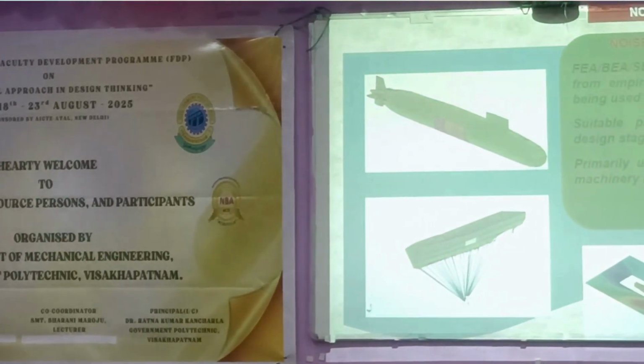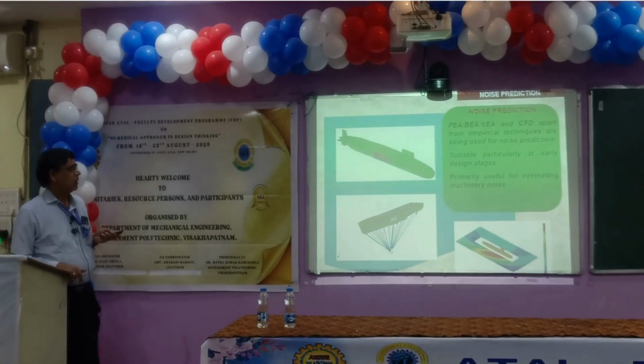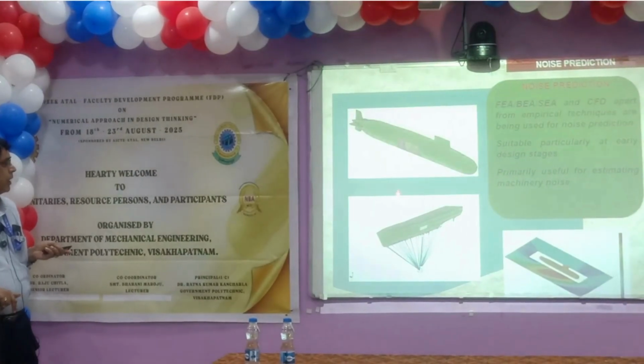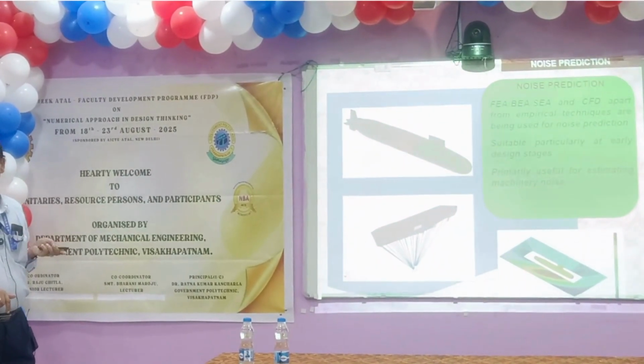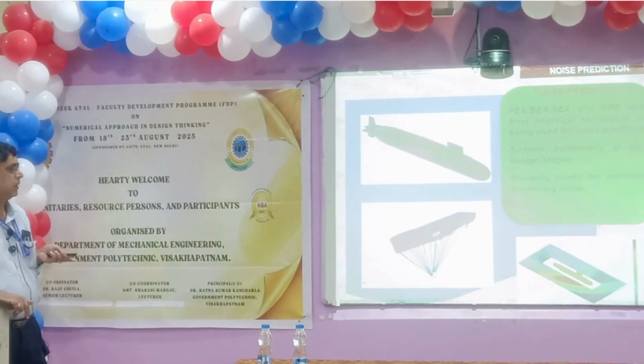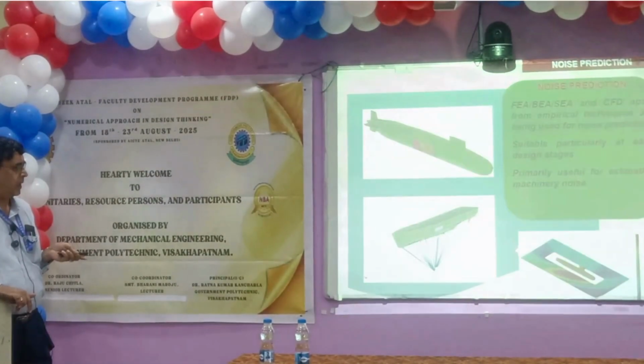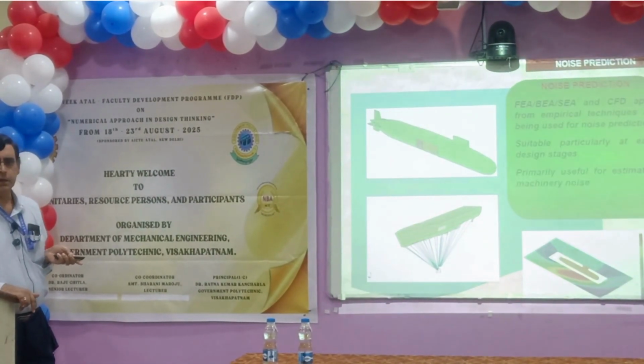And this is a nice prediction using what is known as an FEA, BEA and SEA combination. This is of course for a submarine we have done, so it's only a model I'm showing. Similarly for a ship I have done, so the pattern will be like this.